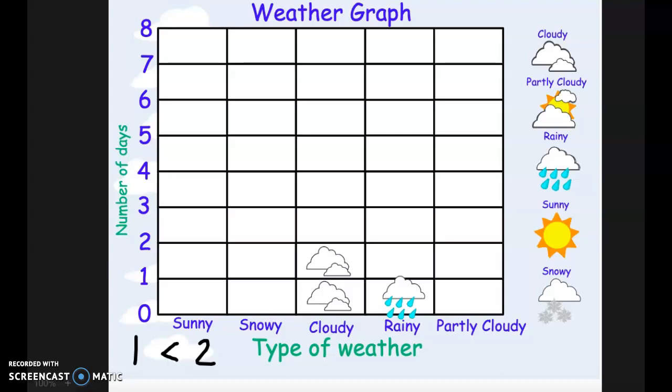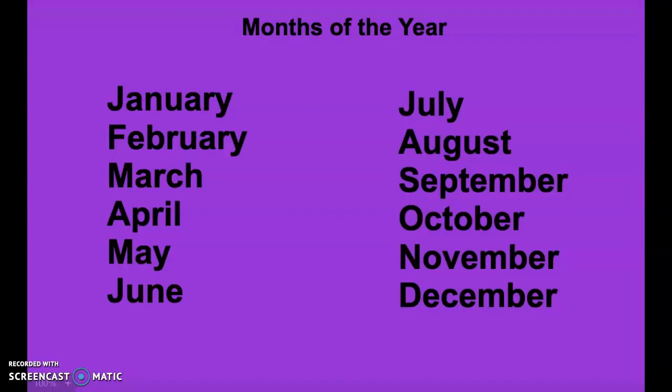Alrighty, so let's go ahead and move on to our months of the year song. January, February, March, and April, May, June, July, and August, September, October, November, December.